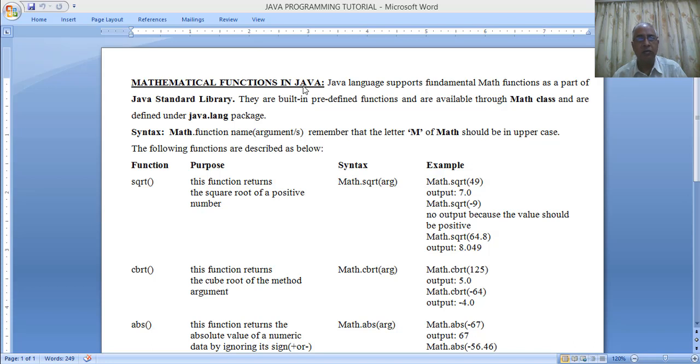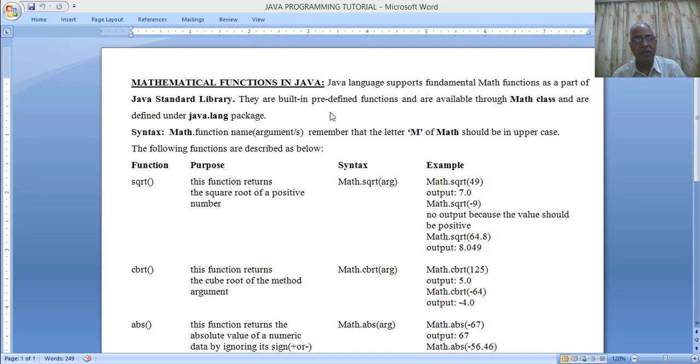Students, as you know, the Java language supports fundamental math functions as a part of the Java standard library. They are built-in predefined functions, available through the Math class, and are defined under a Java package. Now, what is a mathematical function? A mathematical function is an inbuilt, meaning default predefined, function which takes some value and gives you back some value after calculation.